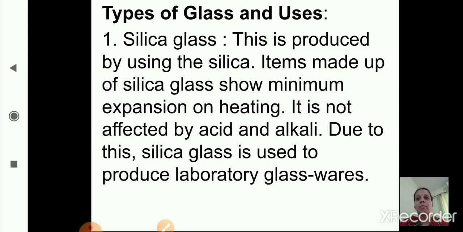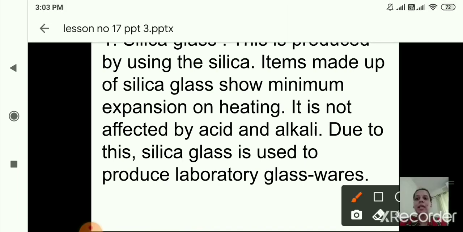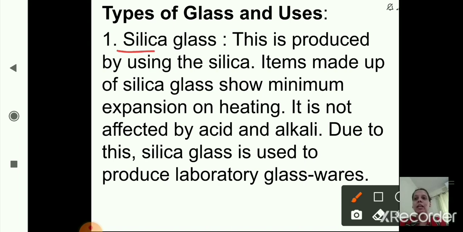The first type, that is silica glass. This is produced by using the silica. Items made up of silica glass show minimum expansion on heating. It is not affected by acid and alkali. Due to this, silica glass is used to produce laboratory glasswares. So this is about silica glass, the first type of glass.